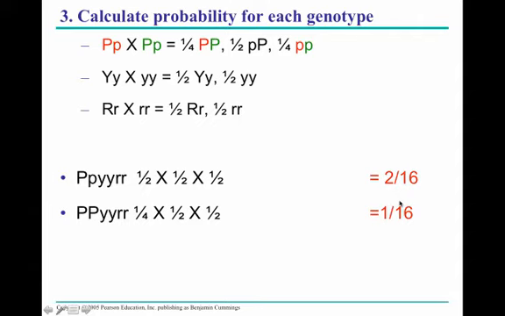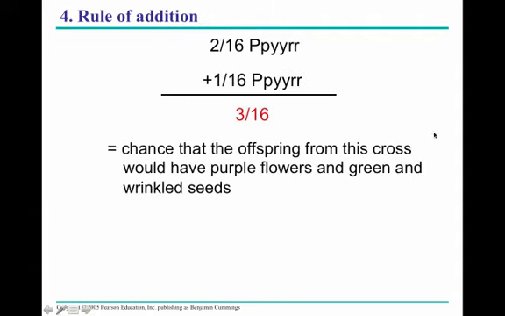So remember, this is 1/8, but I want to add them together. Whenever you add fractions, you have to have the same denominator. I know, 3rd grade. This is a long time ago. But in any case, 1/16 plus 2/16, 3/16. So that is your final answer. All of that for that one final answer. So again, using the rule of multiplication, rule of addition, to solve these multi-hybrid cross problems.